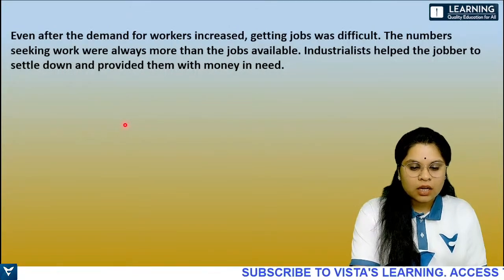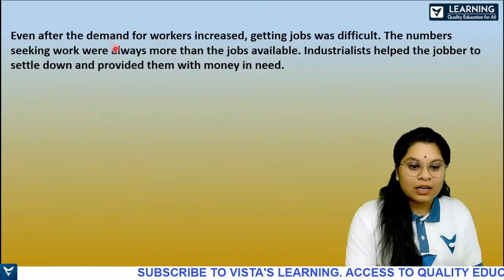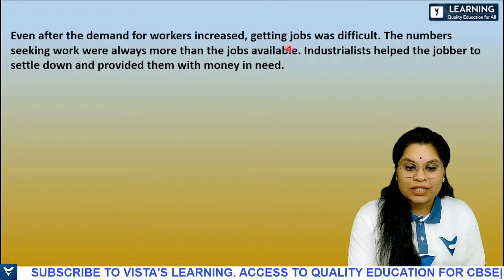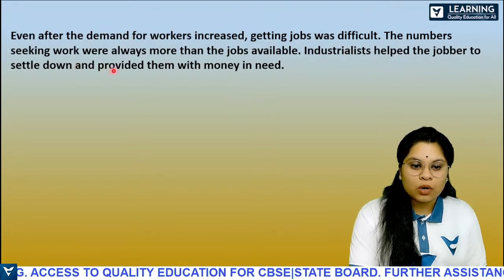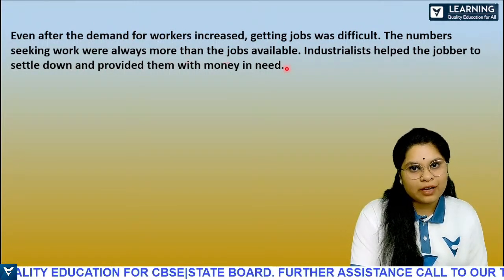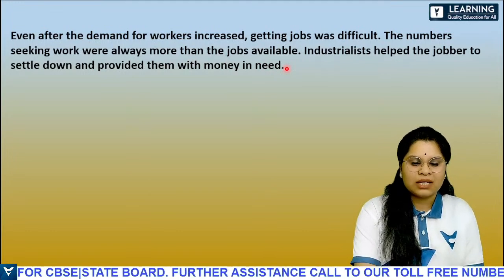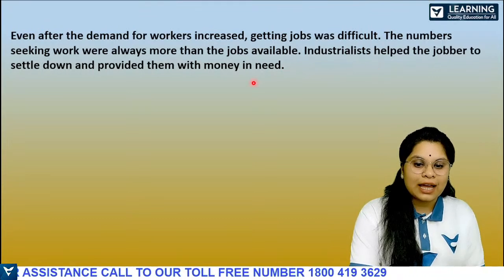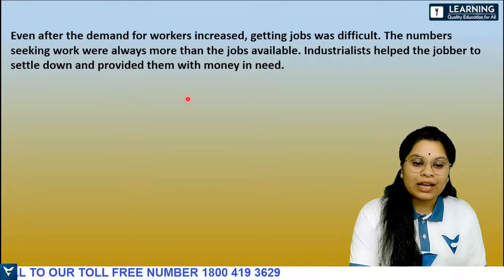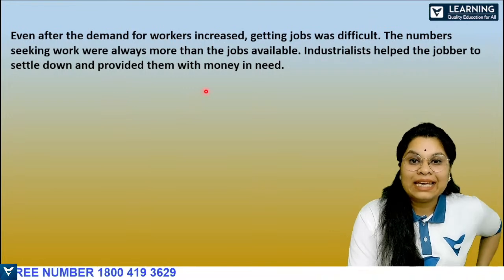Understood? Even after the demand for workers increased, getting jobs was difficult. The numbers seeking work were always more than the jobs available, right? Because mainly there was a large population and things like that. So industrialists helped the jobber to settle down and provided them with money in need.